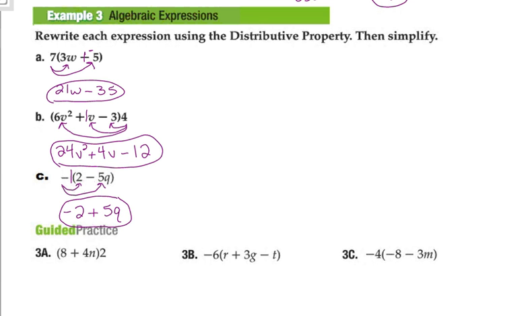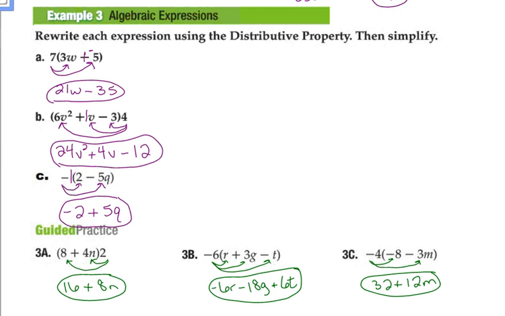Okay, go ahead and go through guided practice 3. Again, trying to say it in your head, what am I multiplying together? Okay, check your answers to mine. Noticing that I always like to use those arrows to help me stay focused.